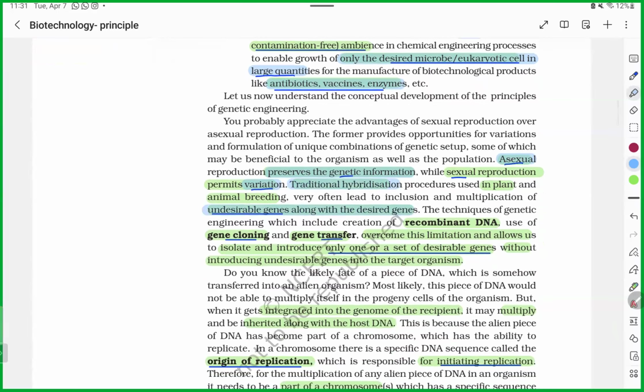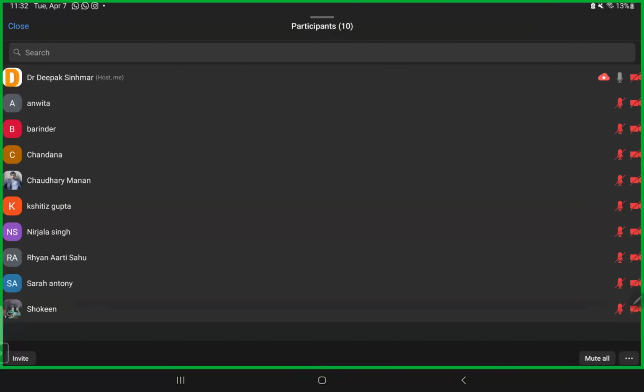What are the components of genetic engineering? Making a new DNA, recombinant DNA, making multiple copies of DNA, and after making multiple copies, you transfer the gene from one organism to another. What is the benefit of this? Through this, we can get only one gene or a set of genes, and there is no undesirable thing. In the old method, undesirable things can be present. New method, only desirable.